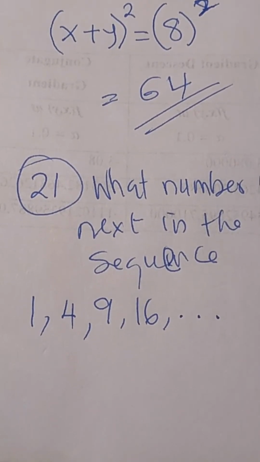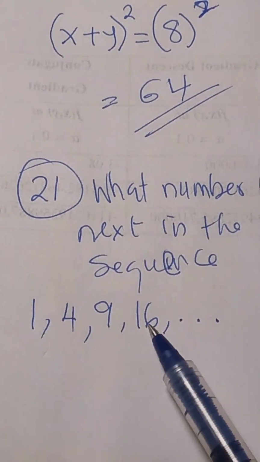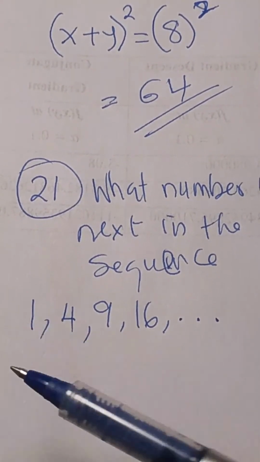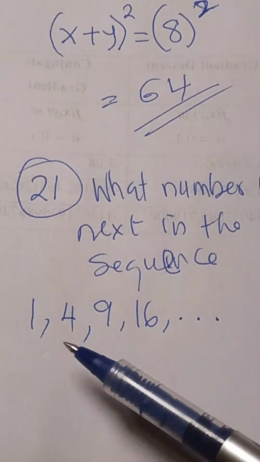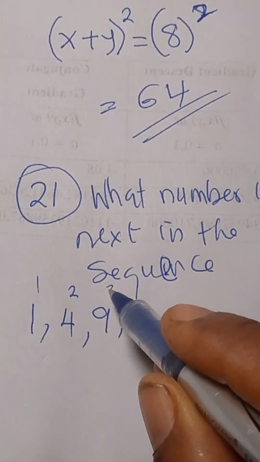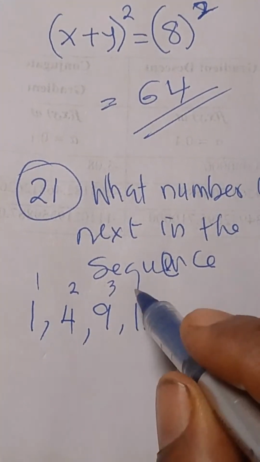Now to solve this is easy. Let me just solve it. These are all perfect squares, and if we take the square root of these numbers, you get a whole number. Square root of 1 is 1. Square root of 4 is 2. Square root of 9 is 3. Square root of 16 is 4.